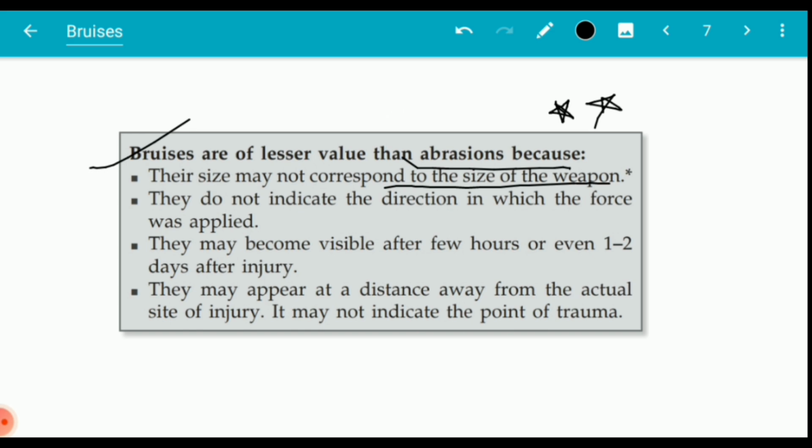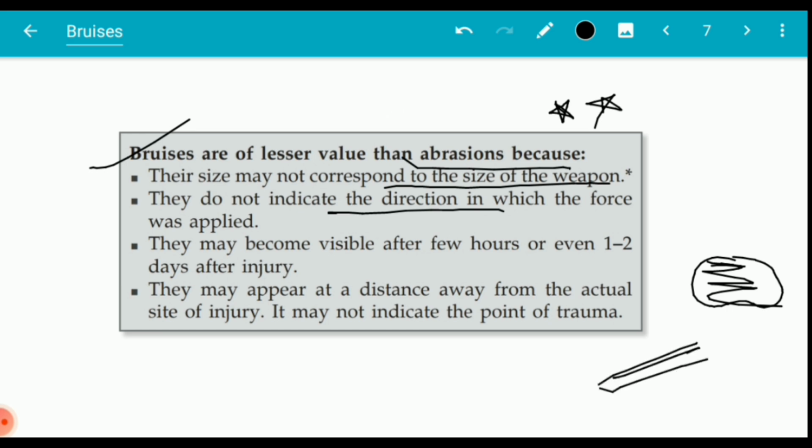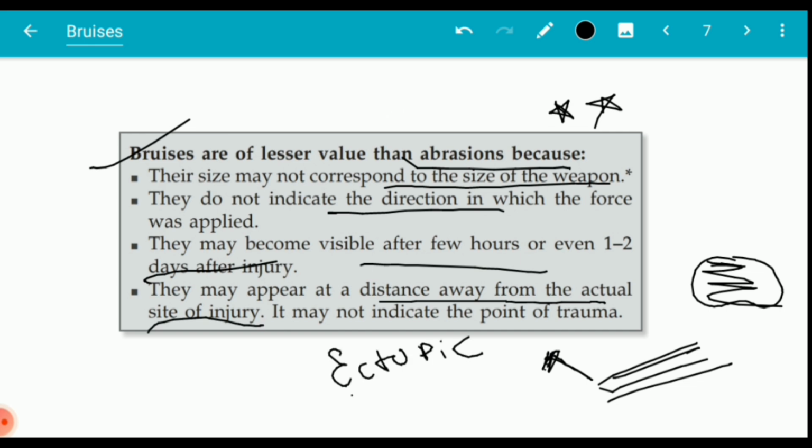They do not indicate the direction of force, as it will be a simple bruise like this, some blue colored thing. You might not be able to figure out the direction of force at which the bruise must have been caused. But in the case of an abrasion, you can easily figure it out from the grazes here. It clearly represents the direction of the weapon or whatever caused it. And a bruise may become visible after a few hours or even 1 to 2 days after the injury. This delay can also be a major lacuna why it is not taken into consideration most of the time. They may appear at a distance away from the actual site of the injury. Ectopic bruises, the ectopic nature of bruises. This is also quite confusing, because you may not be able to know the exact location where the injury was caused.